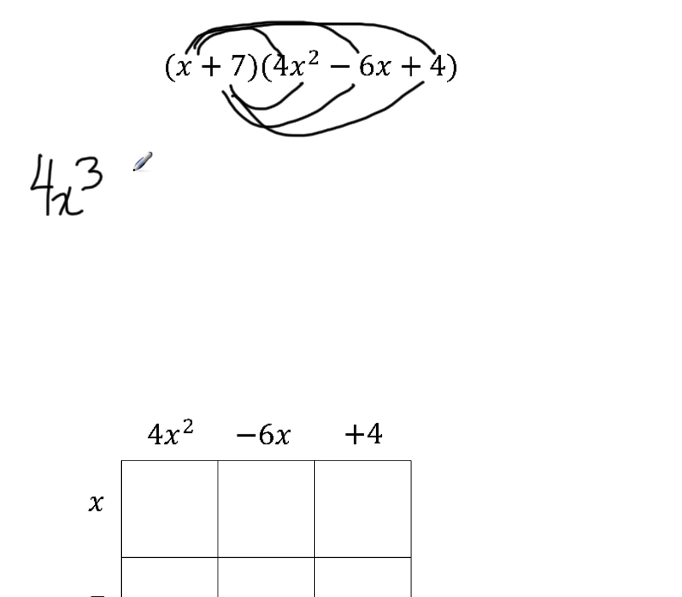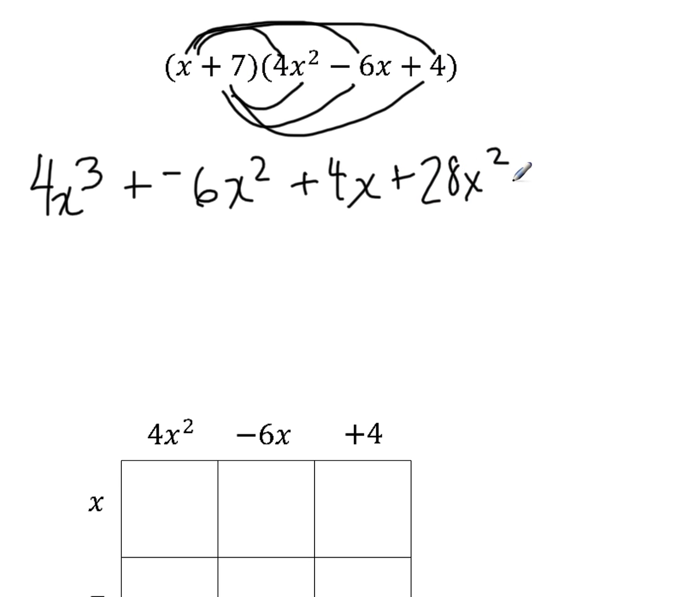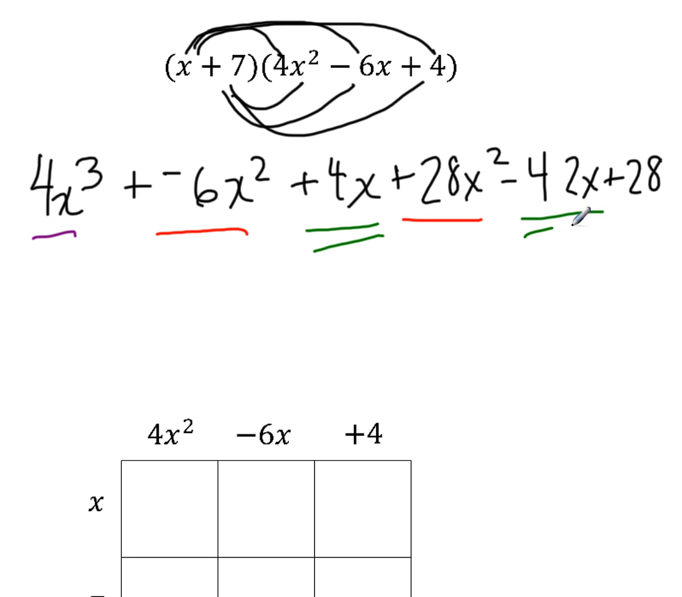4x to the third plus negative 6x squared plus 4x. That was just doing the x. Now I'm going to multiply 7 into the parentheses, plus 28x squared minus 42x plus 28. Okay, now I look for like terms. 4x to the third doesn't have any like terms. Negative 6x squared and 28x squared, those are like terms. 4x and negative 42x. And then finally, positive 28.